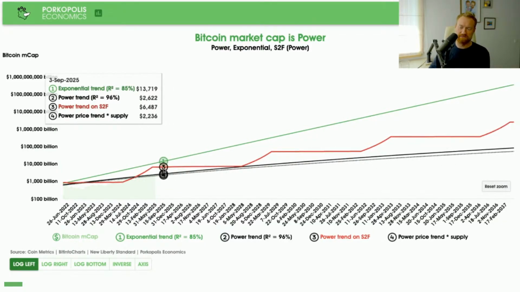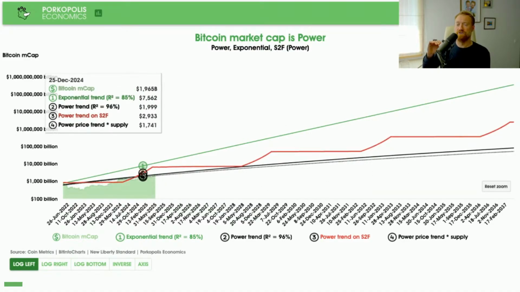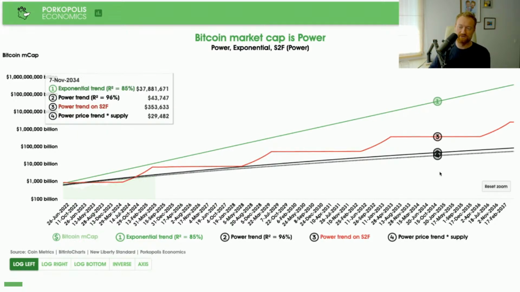And in my opinion, this is another reason why the power trend is such a beautiful model, because you can look at it in different ways. You can slice and dice it, and it's going to give you not only very nice-looking curves to the eye test and to the R squared, but it's going to be predictive as well. And we'll talk about the predictability.